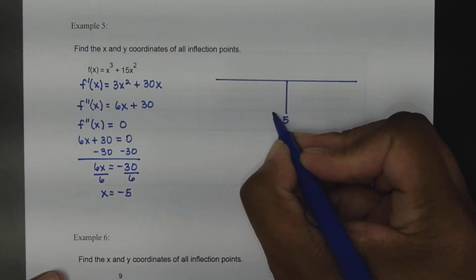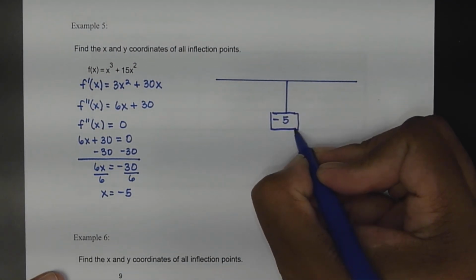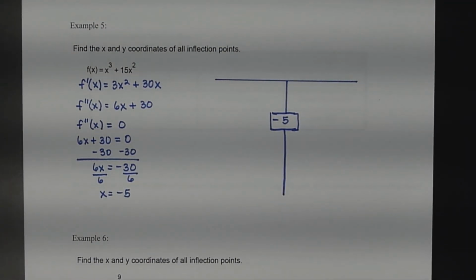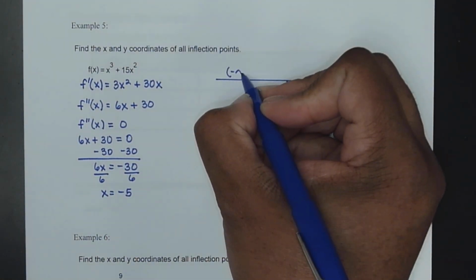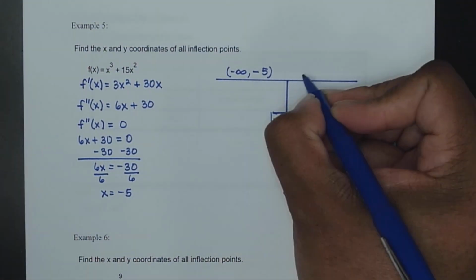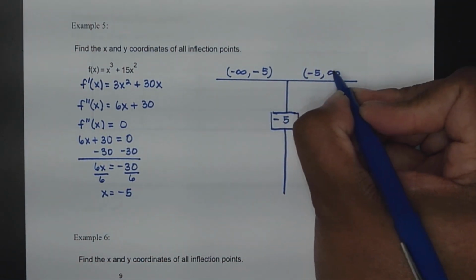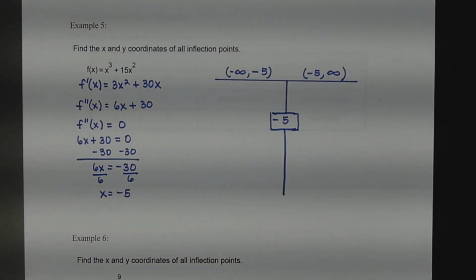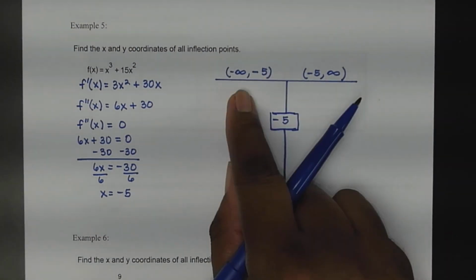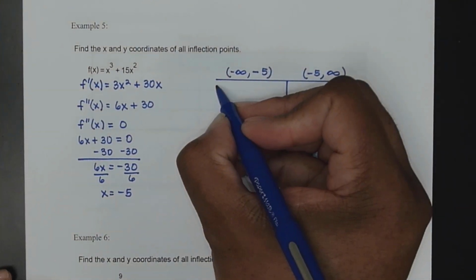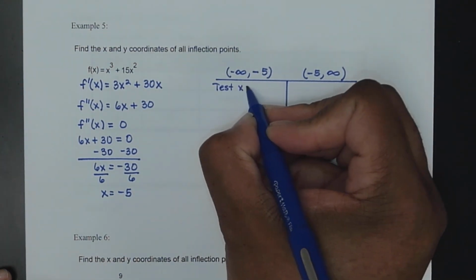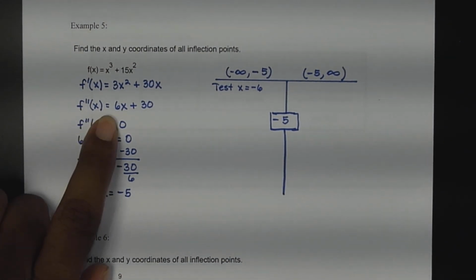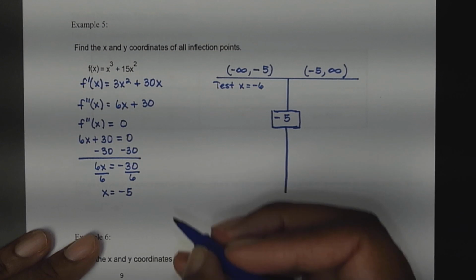So here, negative 5 is our critical number, and that's going to separate the number line into two intervals. One of them will be from negative infinity to negative 5. The other one will be from negative 5 to infinity. And then we're going to pick a test point for each interval. From negative infinity to negative 5, we're going to test some x value like, say, negative 6, and replace the x in our second derivative function with negative 6.